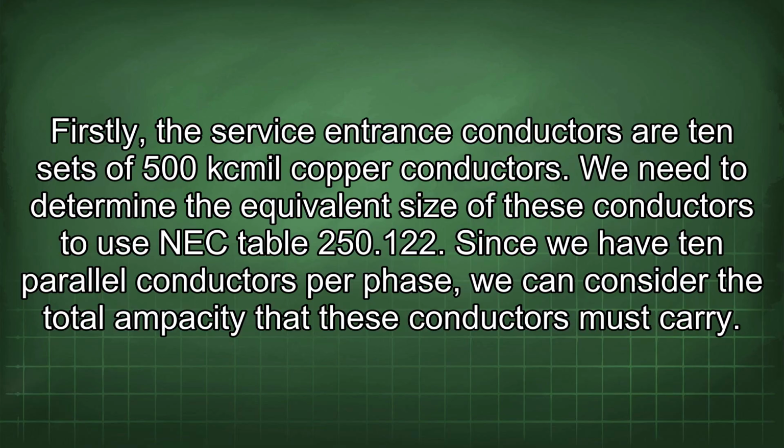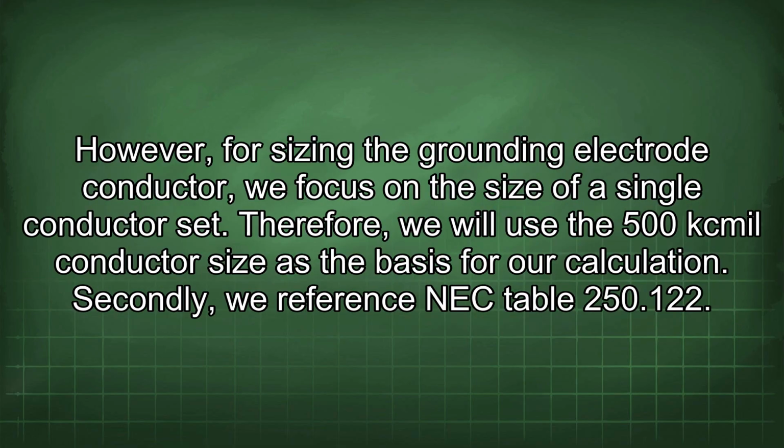We need to determine the equivalent size of these conductors to use NEC Table 250.122. Since we have 10 parallel conductors per phase, we can consider the total ampacity that these conductors must carry. However, for sizing the grounding electrode conductor, we focus on the size of a single conductor set. Therefore, we will use the 500 kcmil conductor size as the basis for our calculation.